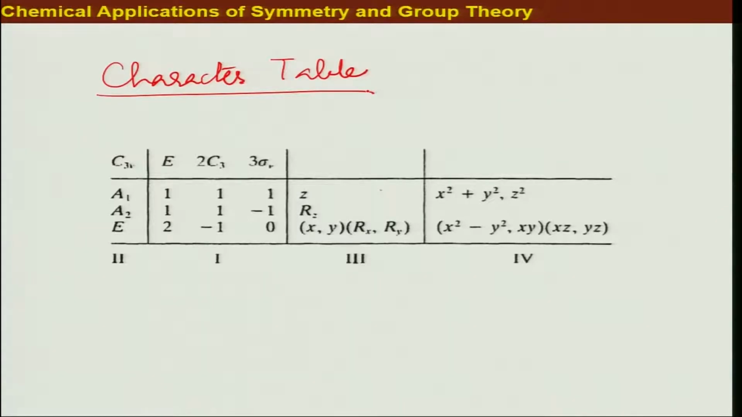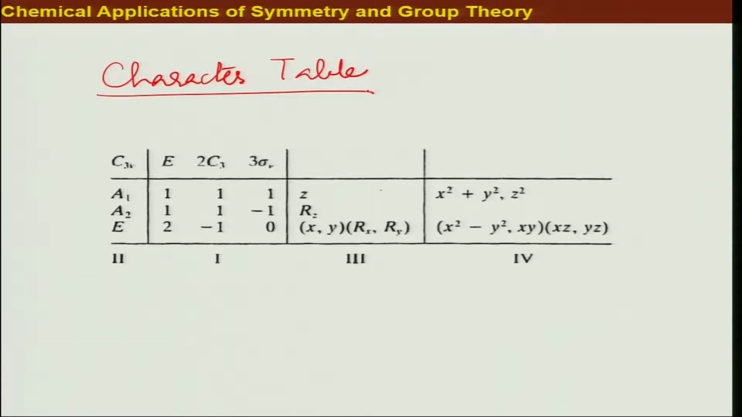We choose another one. Let's choose the representation E. Here E will give me 2 square minus 2 into 1 plus 3 into 0. So what is the ultimate value here? We again get the order of the group. So that is rule 2.